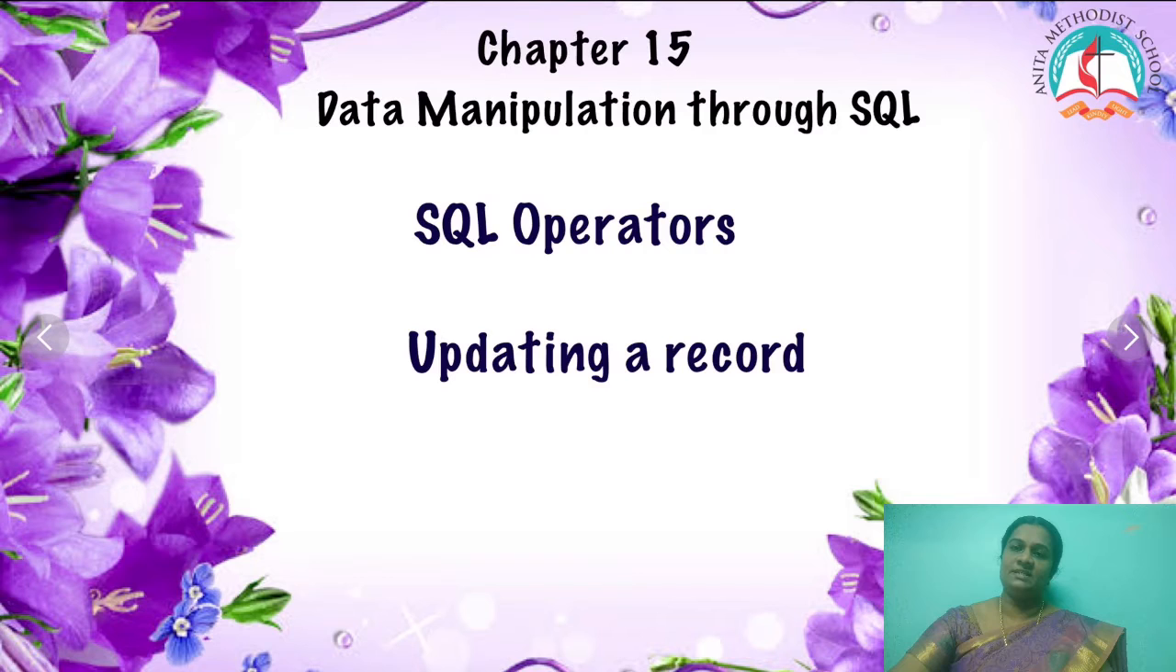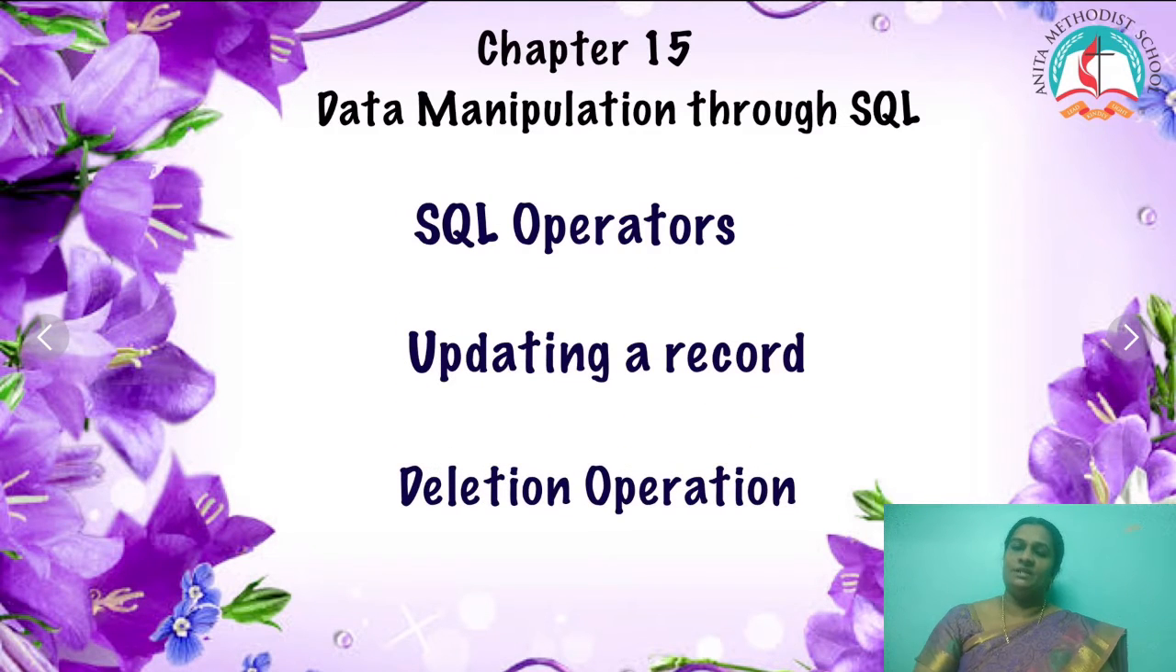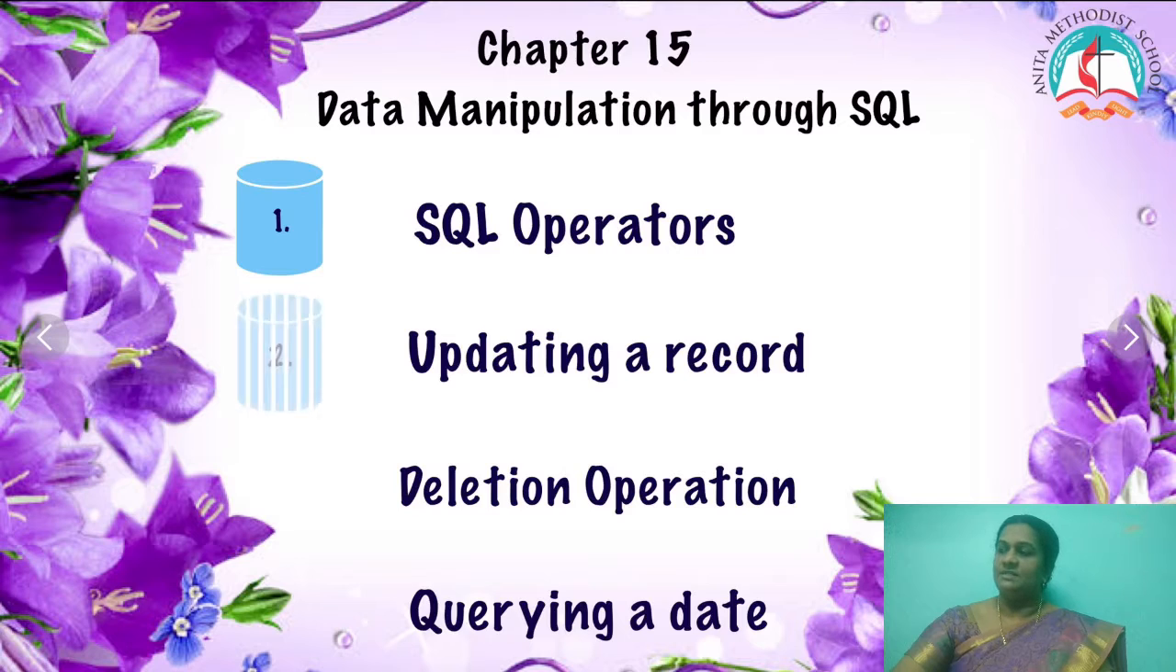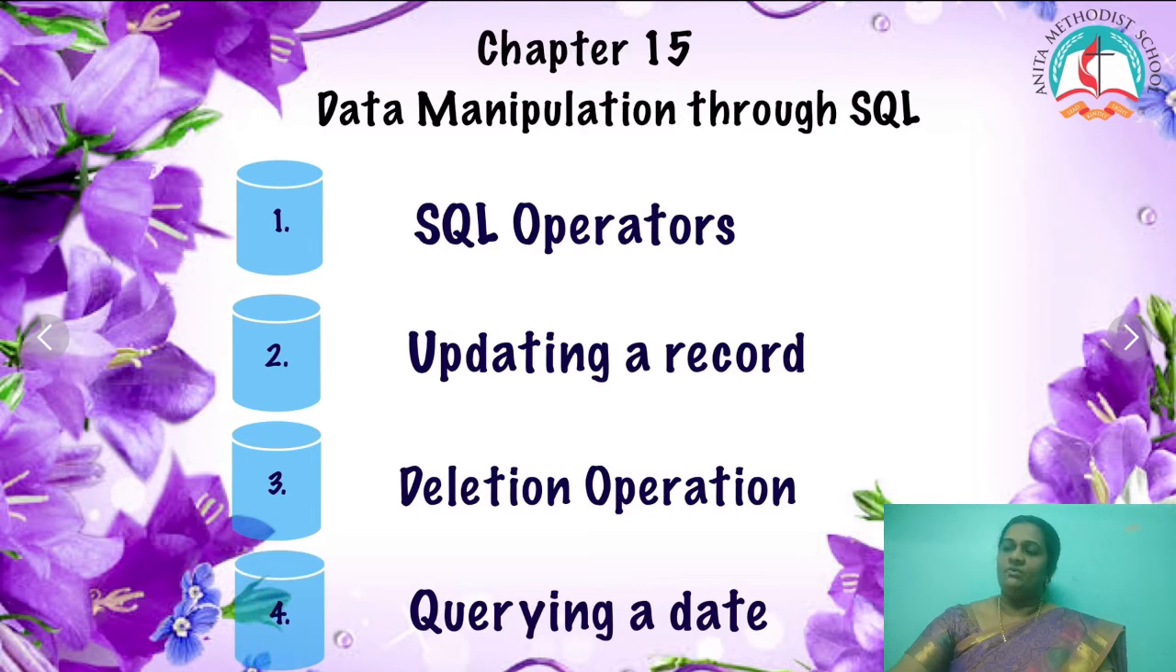Next we are going to see about updating a record. What is updating? It is inserting. And then third we are going to see about the deletion operation. Obviously, if there is an insert operation there could be a delete operation. And then the last one, querying a date column. How to query a date column. Correct. Now let's number them. First, SQL operators. Second, updating a record. Third, deletion operation. Fourth, querying a date column.